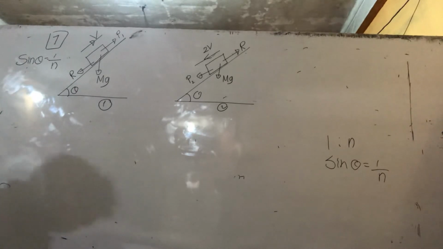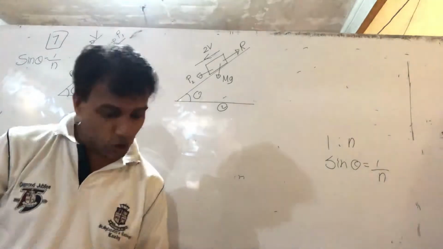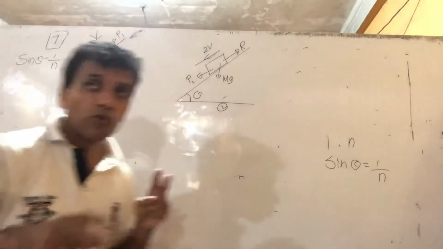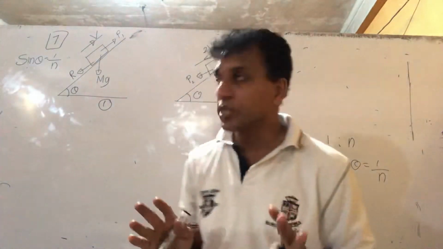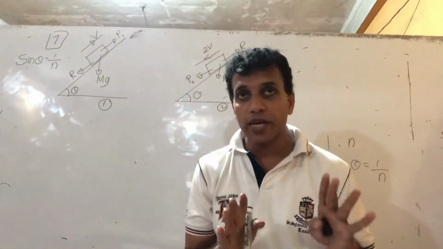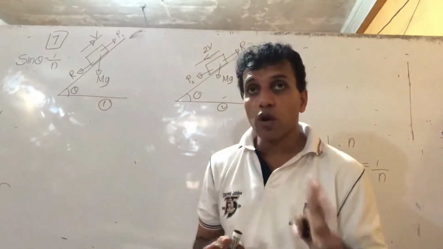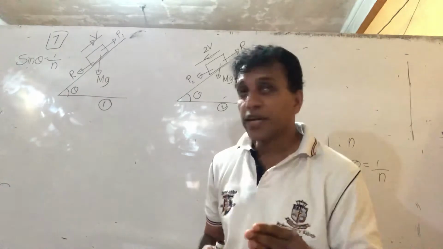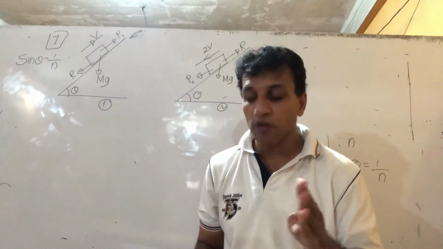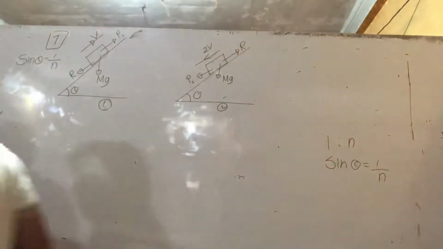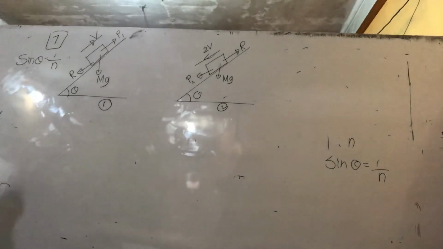Complete the first part, R equal 3 mg over n. So there are two familiar equations we use here. One is Newton's application, F equal ma. The other one is H equal PV, that means power is equal to tractive force times velocity. So we apply that.